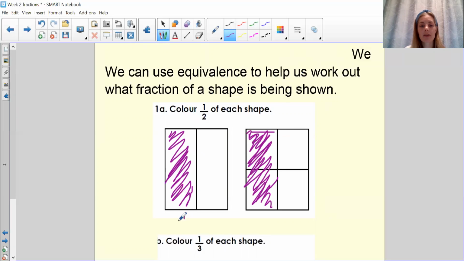And if I had to write that as a fraction, I've colored in 1 part out of the 2. There are the 2 parts, and there's the 1 that I've colored in. And how many parts here have I colored in? 2, good. And how many in total do I have? 4, well done. So I know that a half is equal to 2 quarters because I've colored in the same amount of space, okay? And those are equivalent fractions.